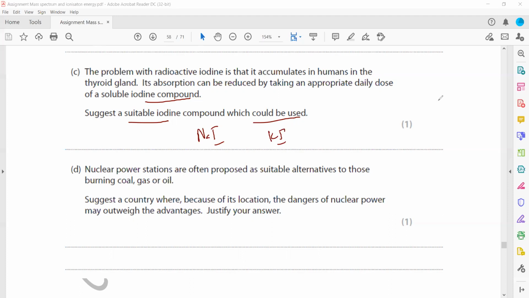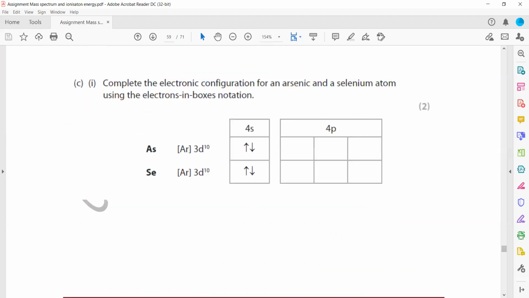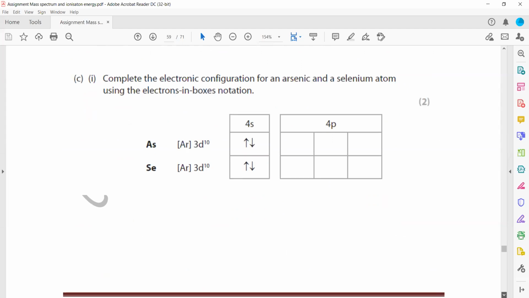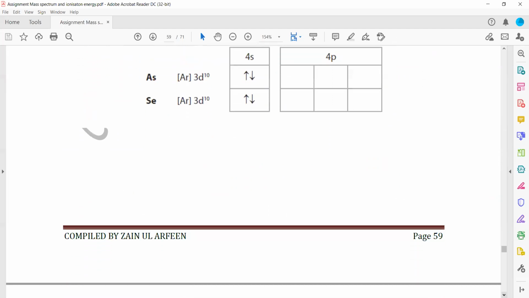No, you don't have a compound like iodine nitrate, because iodine is already a non-metal. Nitrate will be there with a metal. So this iodine is a non-metal; it should be combined with a metal to form a salt. So it cannot be iodine nitrate. That will be totally wrong. You don't find a compound like iodine nitrate. It should be a metal with iodine, so a metal iodide like potassium or sodium iodide.